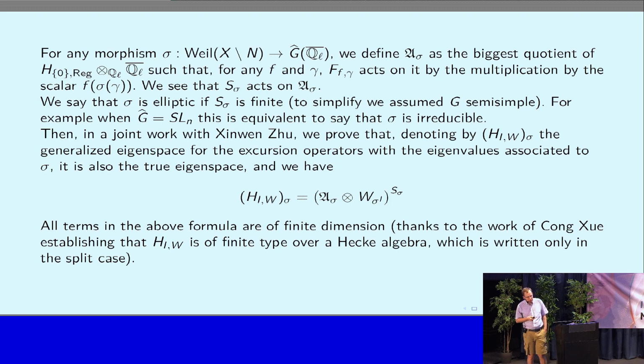And when sigma is elliptic, which means that S_sigma is finite, I proved with Xiwen Zhu, denoting by H_W sigma, that in fact the excursion operators act not only on automorphic forms but also on the H_IW, which is clear from the previous slide and easy to see anyway. And so the generalized eigenspace for the excursion operators acting on H_W, which is also the true eigenspace for elliptic sigma, satisfies this multiplicity formula in terms of A_sigma, exactly as in the Arthur-Kottwitz heuristics.